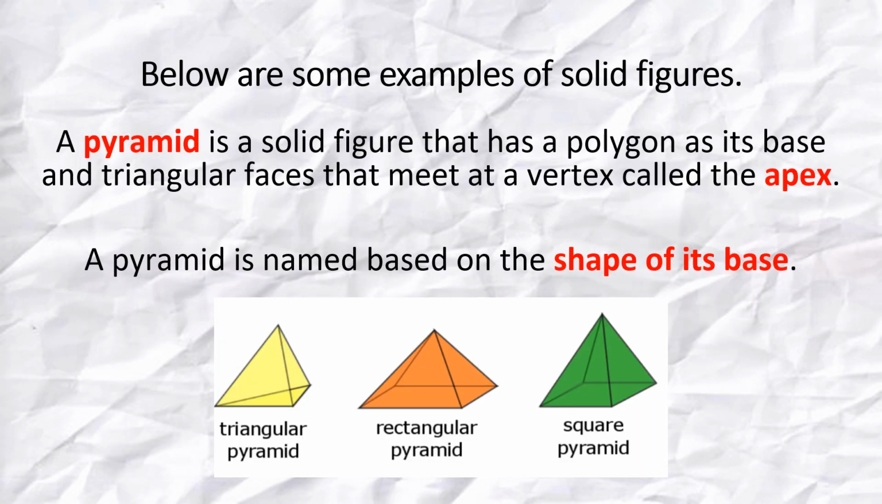Next, a pyramid. A pyramid is a solid figure that has a polygon as its base and triangular faces that meet at a vertex called the apex. A pyramid is named based on the shape of its base. Thus, a triangular pyramid is called a triangular pyramid because the base is a triangle, while a rectangular pyramid is called a rectangular pyramid because the base that you can see here is a rectangle, while a square pyramid is called a square pyramid because the base is a square.